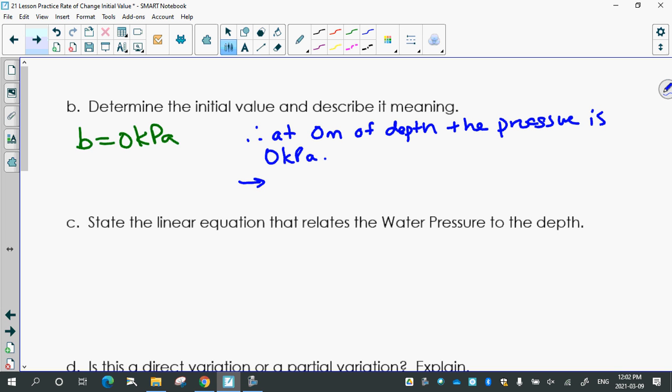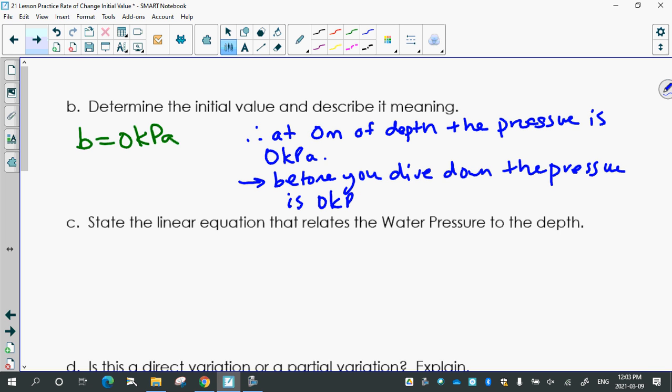Or you could say before you dive down, the pressure is 0 kilopascals. Just make sure you understand what the initial value means and you're good. Okay, so now we want the equation. Make sure you use the variables that we use from the graph. You put the correct slope number in, the correct intercept number in.